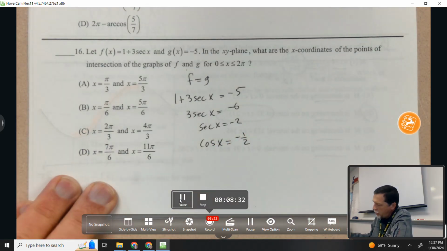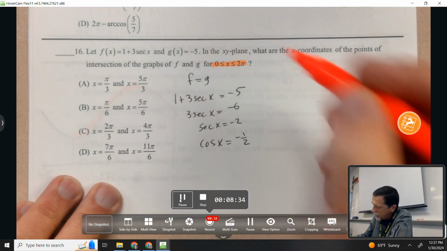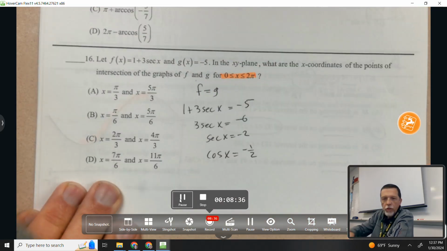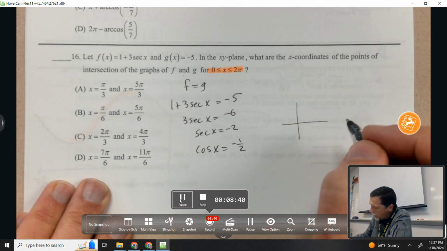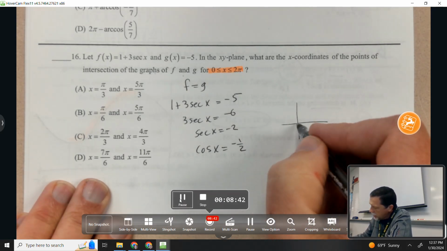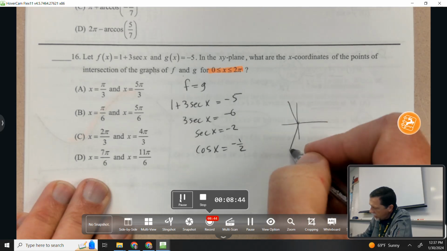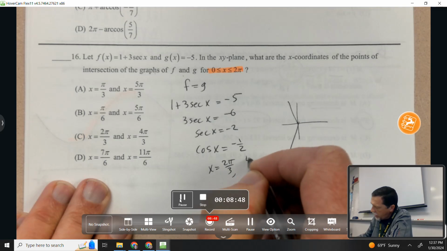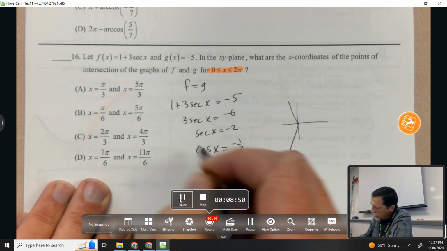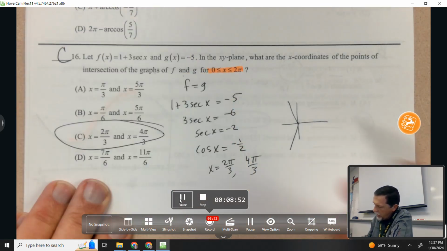And then I need to be careful about where I'm allowed to look. 0 to 2 pi. So let's see, 0 to 2 pi. Cosine is negative there and there. So that'd be 2 pi over 3 and 4 pi over 3. Answer choice C.